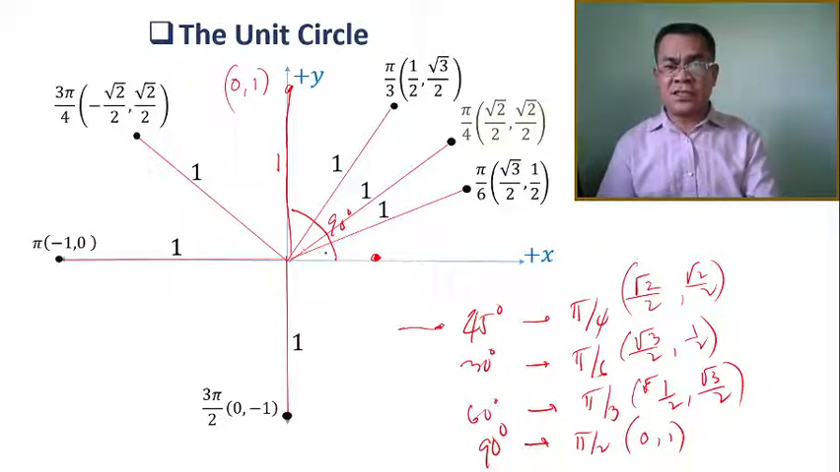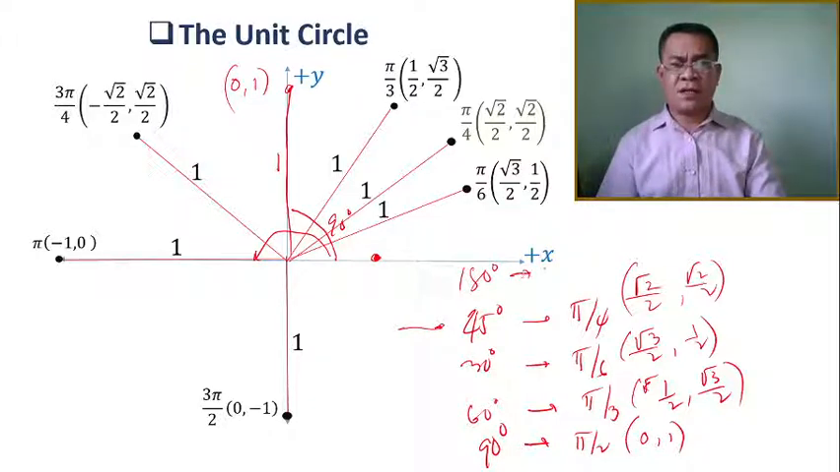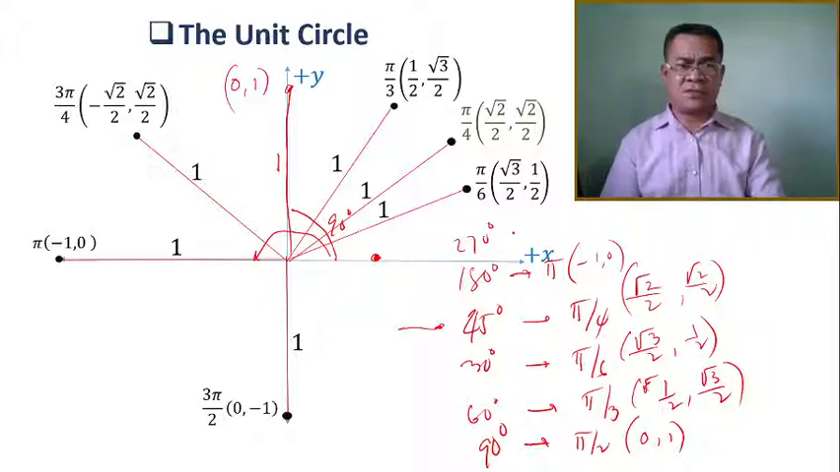Another is, again, 180 degrees is also a special angle. This is pi, and its coordinate is negative 1 and 0. For 270, again, we already had this value. It is 3 pi over 2, and we have the coordinate of 0 and negative 1.